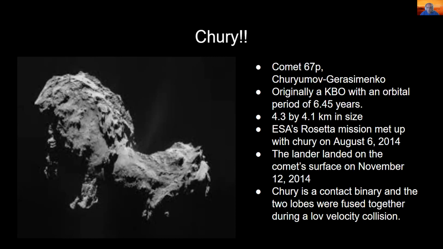So this is the comet that the Rosetta mission landed on, Chury. It met up with the comet in August of 2014 and then landed on its surface by November. It's kind of hard to see from this image. It's not a great image, but what's interesting about this comet is that it's really two comets. And we call this a contact binary. The two lobes of the comet were fused together during a very low velocity collision. So it just kind of got fused together. So we have that cool thing. And yeah, the next slide is the video on that.